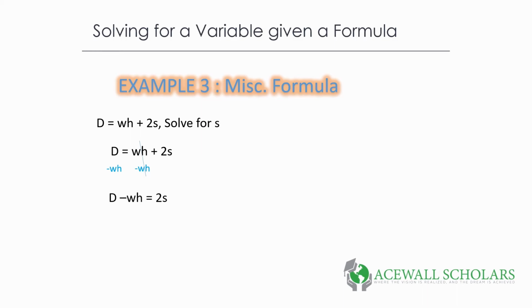Now what do we do from here? You're correct. We're going to divide by 2 on both sides. The 2's will cancel out, and we're left with S equals D minus WH divided by 2, or you could say D minus WH divided by 2 is equal to S.